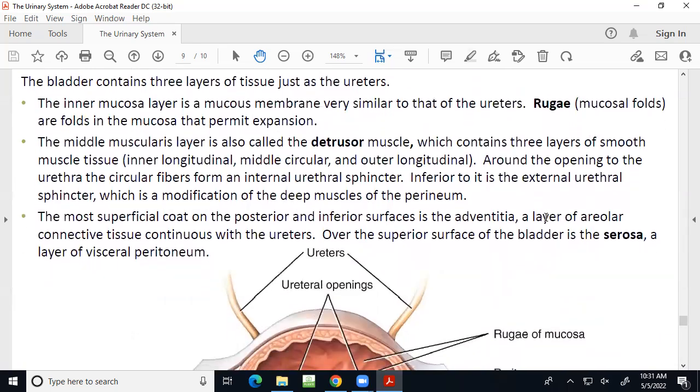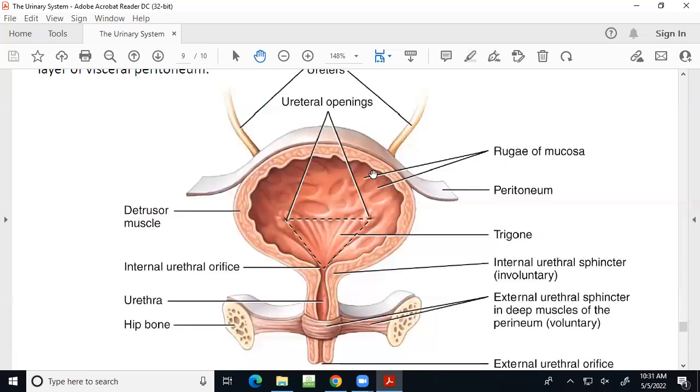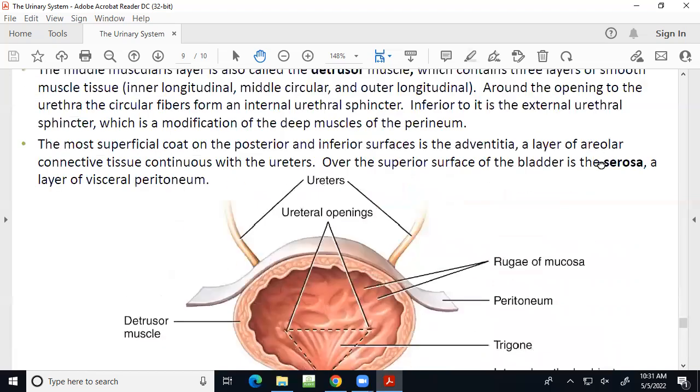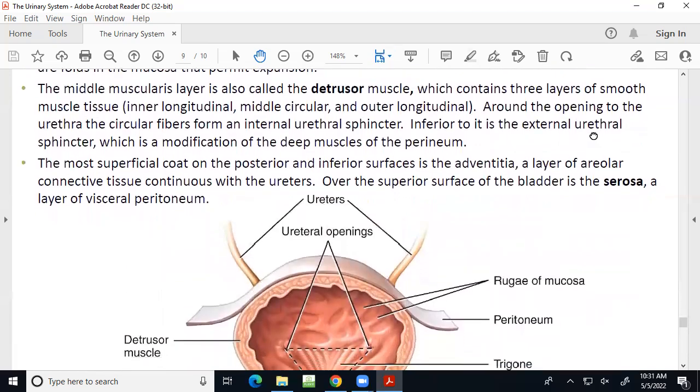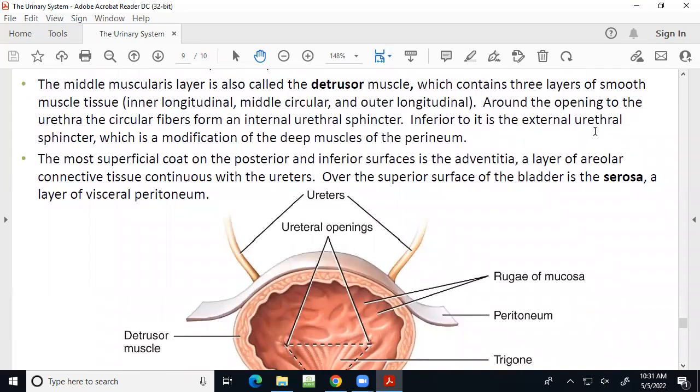Just like the ureters, the bladder contains 3 layers of tissue, an inner mucosa, which is a mucous membrane, very similar to that of the ureters, except it has a special feature that our ureters do not have, what we call rugae, or mucosal folds, which are folds in the mucosa that permit expansion. You can see they are labeled here. And another great example of the similarities between the bladder and the stomach, because as we previously learned, your stomach also has those rugae.